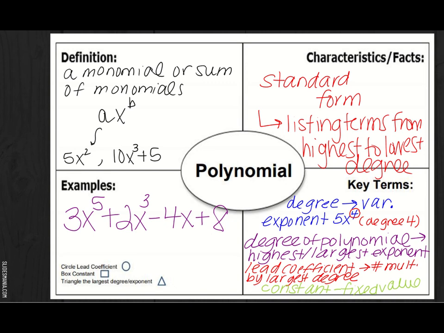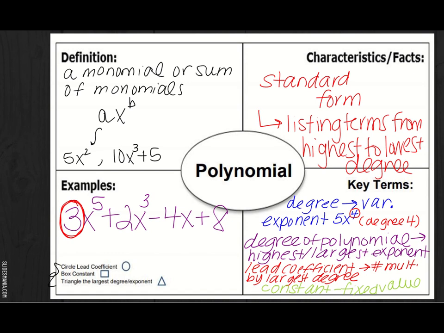Now we're going to look at, okay, what is the degree? What is the lead coefficient? And what is our constant? So I've kind of got a little key going on down here. So it says circle the lead coefficient. So our lead coefficient is going to be 3. It is the number in front of the largest degree. The largest degree is 5 because that's our biggest exponent. And the coefficient of that term is 3. So that would be our lead coefficient. It leads off the polynomial.